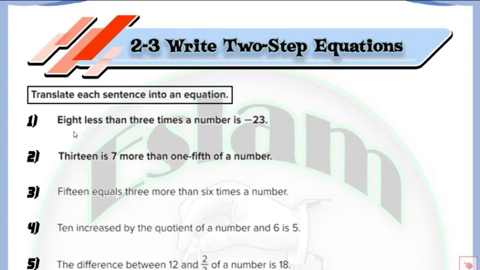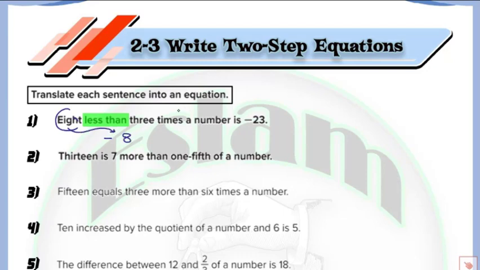So in question number 1 we have: 8 less than 3 times a number is negative 23. Let's find the keywords. The first keyword that we have is "less than". Once you find "less than", it means we have minus. But we have a condition for less than: once you find less than or more than, change the order. The number written before the "less than" will be after the minus sign, which is 8.